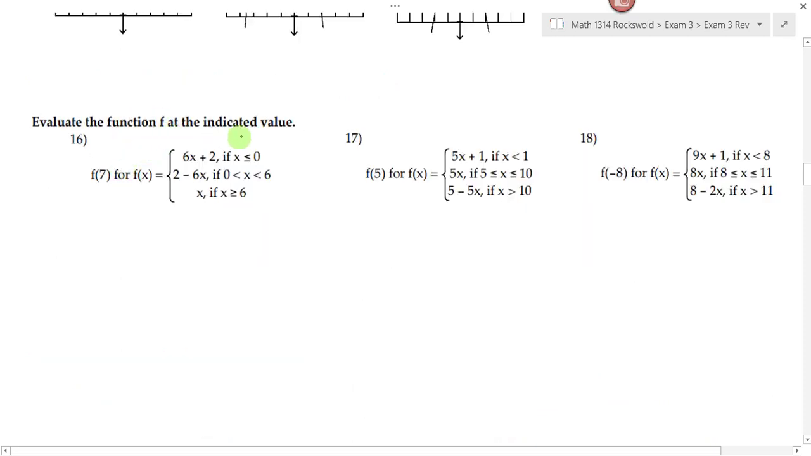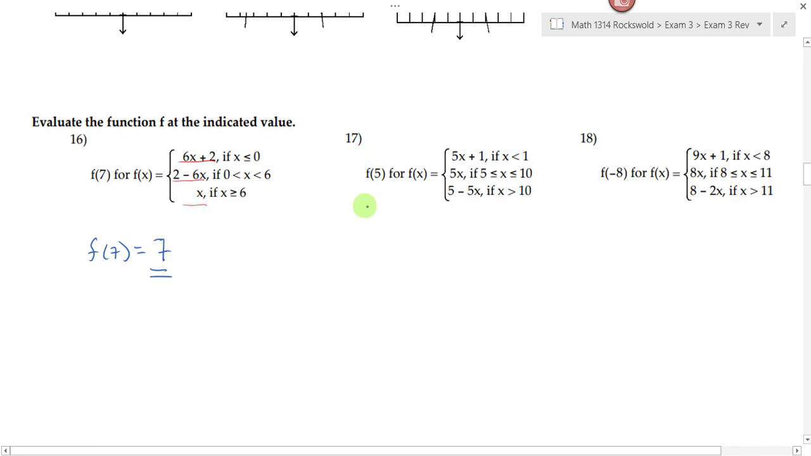All right, so we're going to evaluate this function at the indicated value. These are the piecewise functions. Remember, these are like three different functions over given domains. So on 16, we're asked to find f of 7 for this piecewise function. 7 determines which of these three functions we're going to use. Is 7 in the first, second, or third domain here? Is 7 less than 0? No. Is it between 0 and 6? No. Is it bigger than 6? Yes.